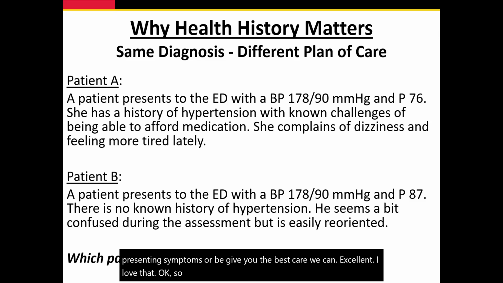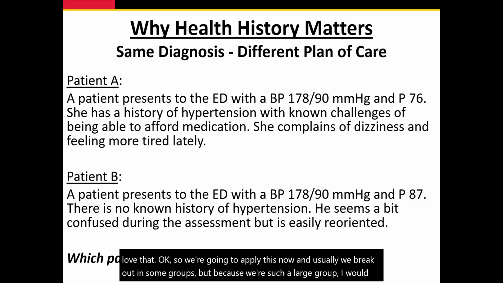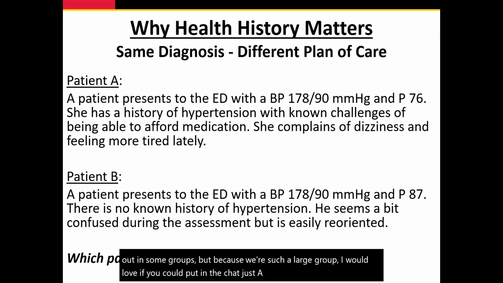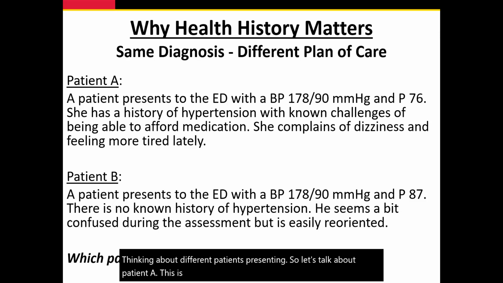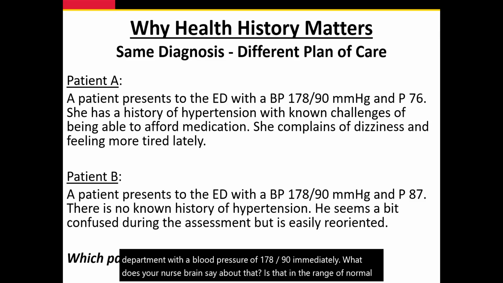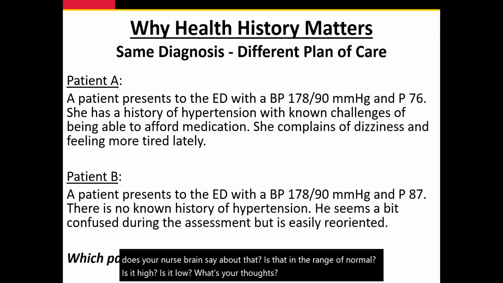Okay, so we're going to apply this now. And usually we break out in some groups, but because we're such a large group, I would love if you could put in the chat just A or B. But this is when you start thinking about different patients presenting. So let's talk about patient A. This is a patient who came through the emergency department with a blood pressure of 178/90. Immediately, what does your nurse brain say about that? Is that in the range of normal? Is it high? Is it low? What's your thoughts? It's high. It's high. Excellent. Okay. And the pulse is 76. High, low, expected?